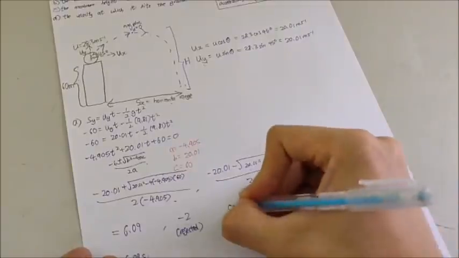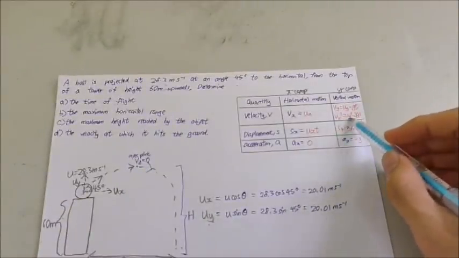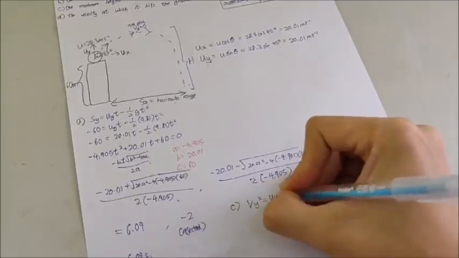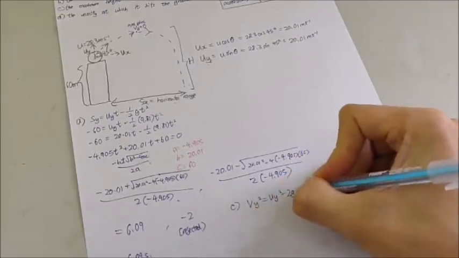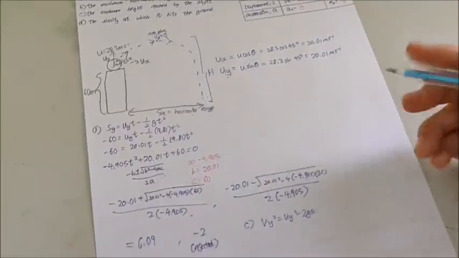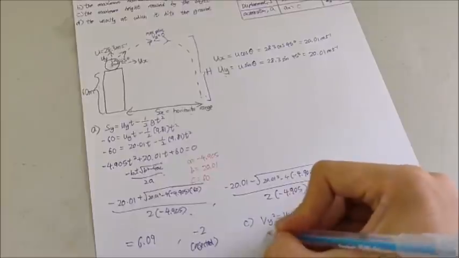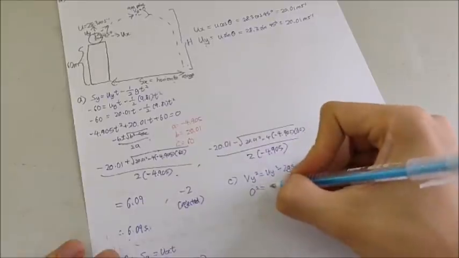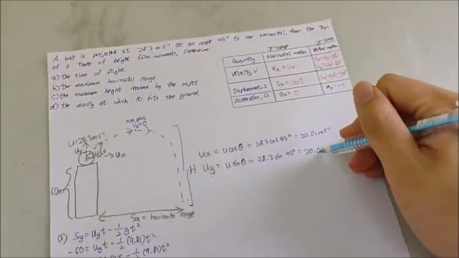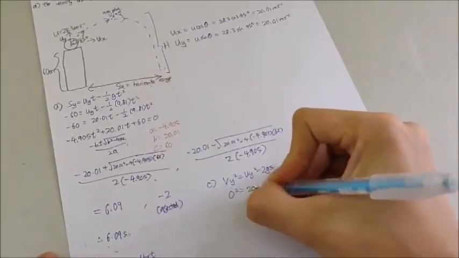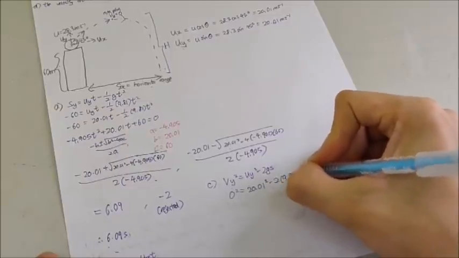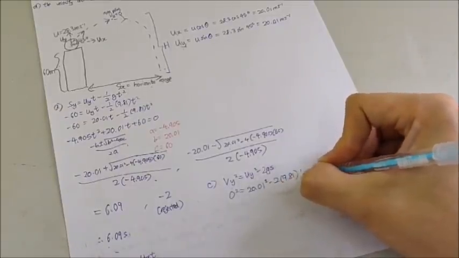Okay, part C. But I said just now, only use this equation, Vy squared equal to Uy squared minus 2gs. So copy Vy squared equal to Uy squared minus 2gs. All right, so what is Vy squared? Zero, right, by referring to here. So zero squared is equal to Uy squared, what is Uy? Here, right? 20.01. 20.01 squared minus 2g, 9.81. What is s? s is actually small h.